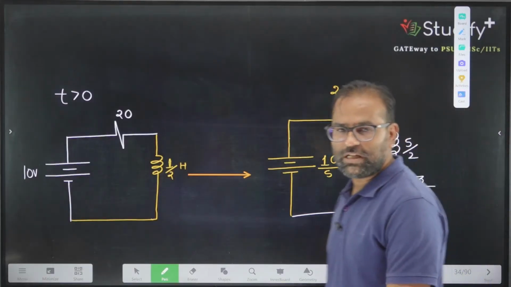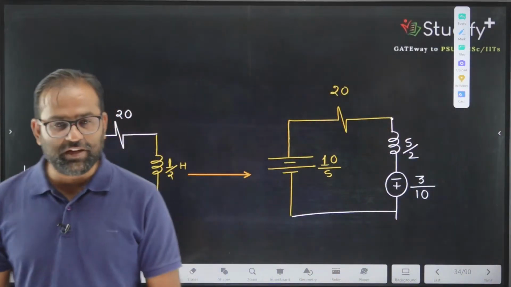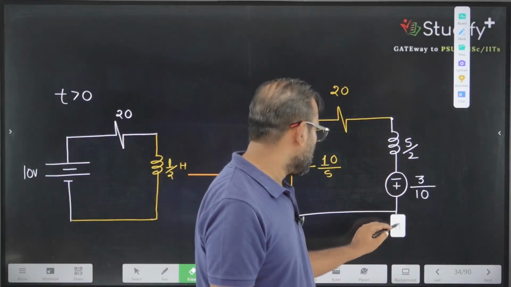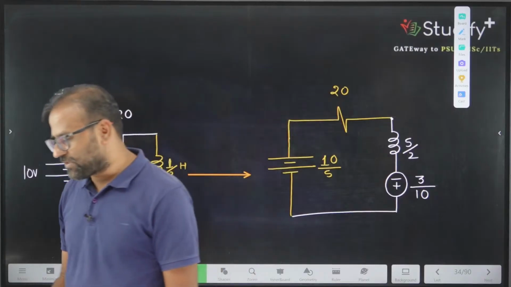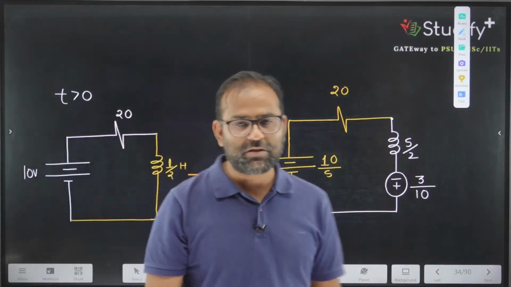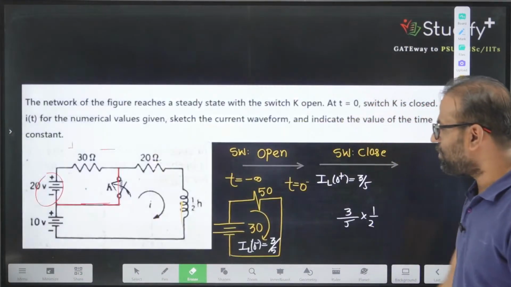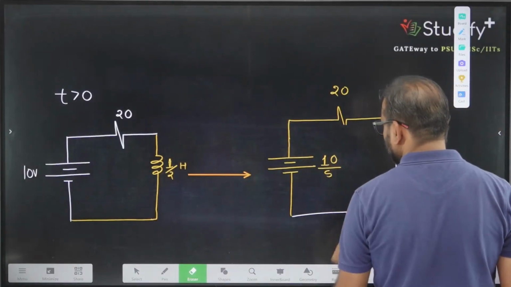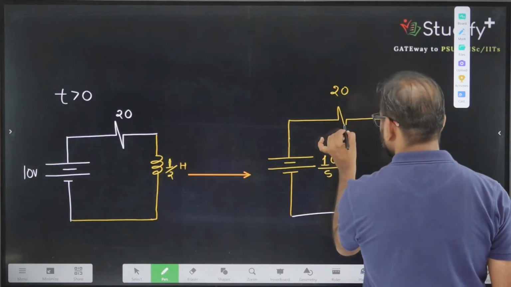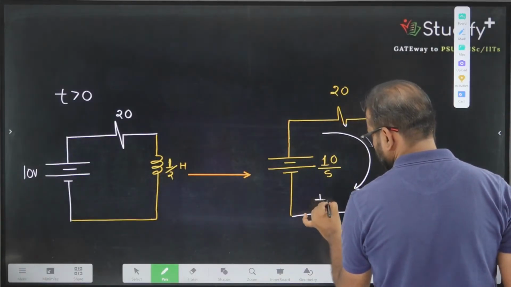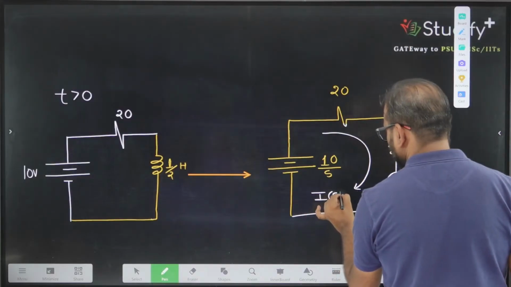This is our whole circuit. This is the circuit which is available in the Laplace domain. And in which direction do you need the current? You need current in this direction. So can I say here my current will be what? Here the current will be I of S.